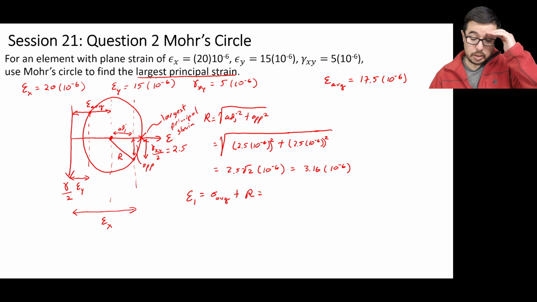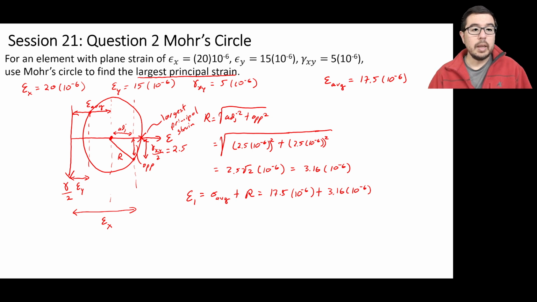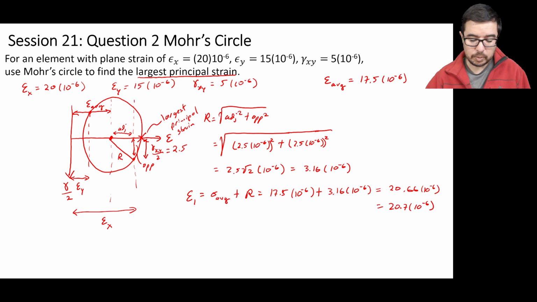Did I say sigma? I mean epsilon average. That's 17.5 microstrain plus r, which is, as we said, 3.16 microstrain. And this comes out to be about 20.7 microstrain. And that's going to be the largest principal strain.